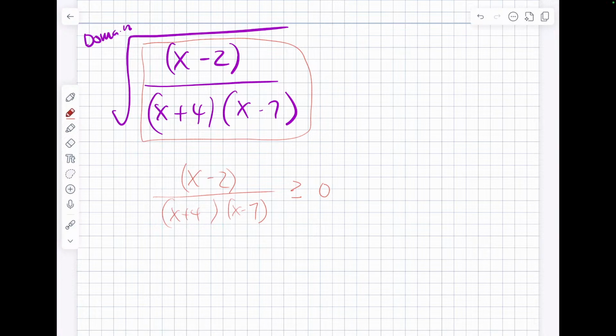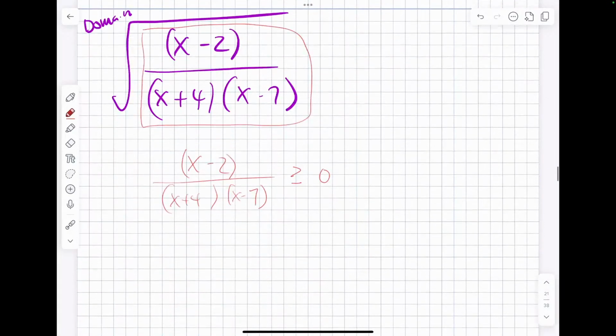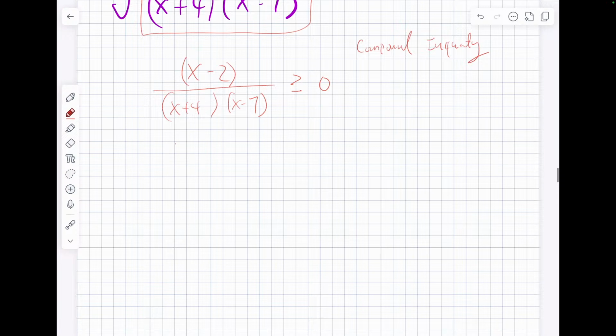So then this is called, as opposed to before, a quadratic inequality. This here is called a compound inequality. A compound inequality operates the same exact way as a quadratic, except now I have 3 endpoints. I have 3 factors, so you're going to have to figure out what the endpoints are. So it'll be x minus 2 equal to 0, x plus 4 equal to 0, x minus 7 equal to 0: x equal to 2, x equal to negative 4, x equal to 7.